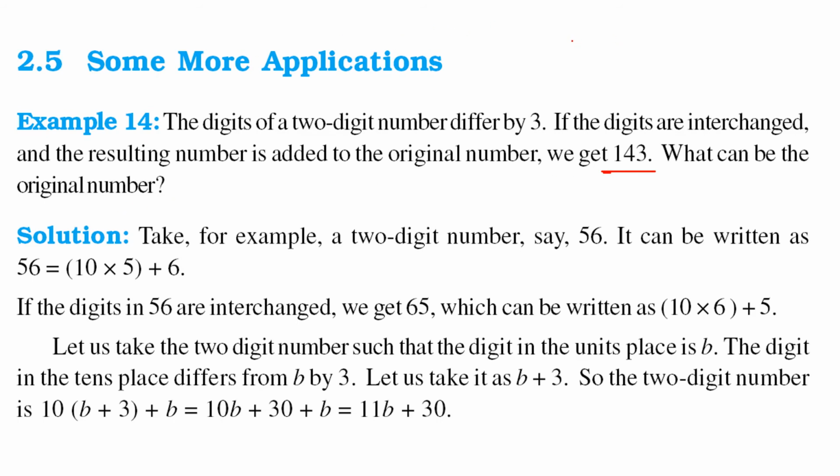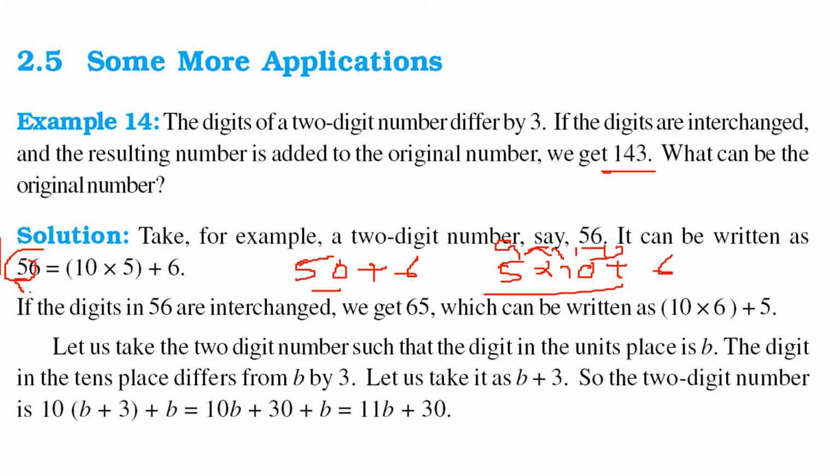Say, if I want to write 56, how do I write? What does it mean? 56 is nothing but 50 plus 6, which is what? 50 is 5 into 10 plus 6. So any two-digit number can be written as A into 10 plus B, like this. If this is A and this is B, so 10 into 5 plus 6.